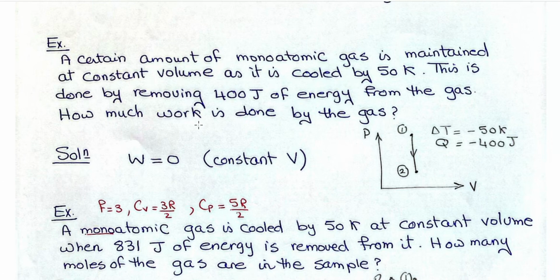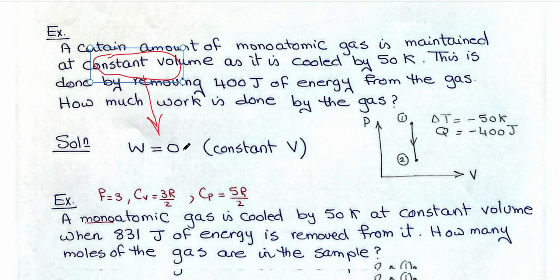Now I don't want to calculate anything because work in the constant volume process is 0. Remember that the work is the area under the curve, no area under this line. So because this is a constant volume process, immediately put the work equals 0 and no calculations are needed.